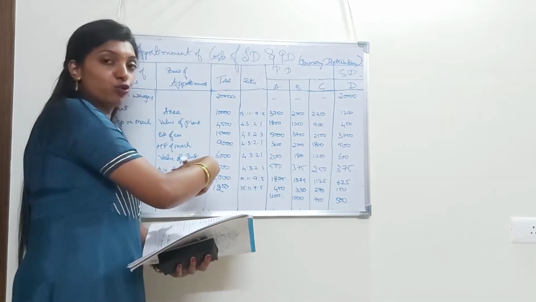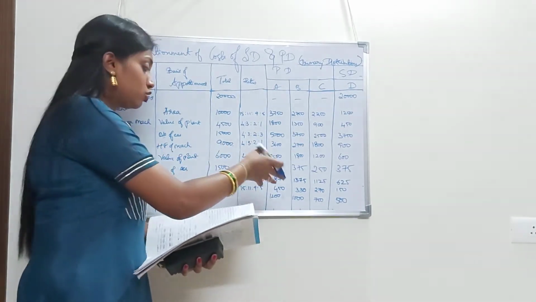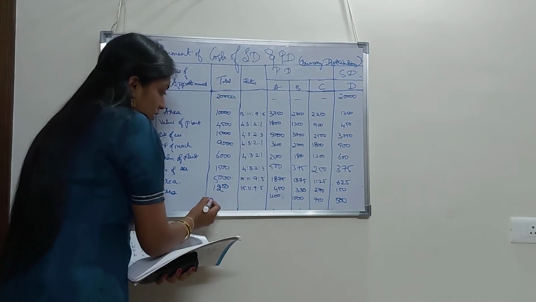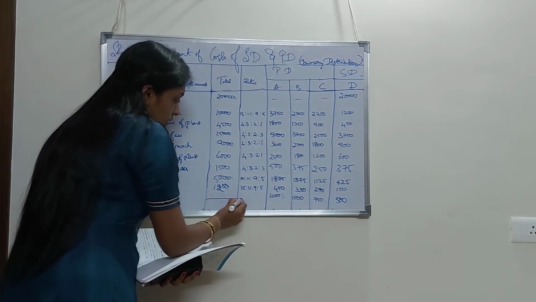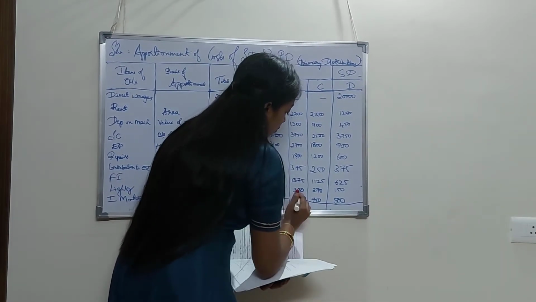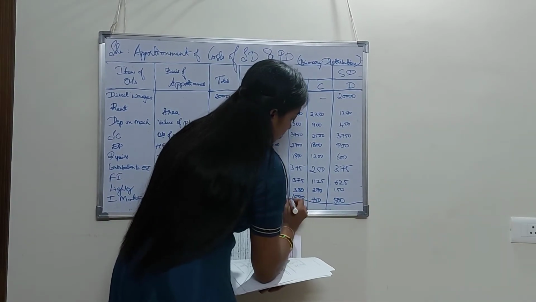So, with this, next indirect material, they have given department wise. So, we don't have to again apportion it. We have been given with a department wise expenses. So, with this, we have to total the primary distribution summary.